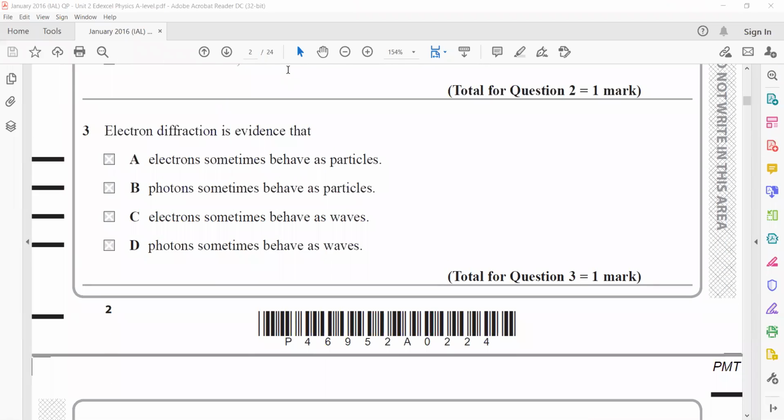Question 3. Electron diffraction is evidence. So it shows that electron is acting like a wave, that's the wave-particle duality. So C is the right answer.